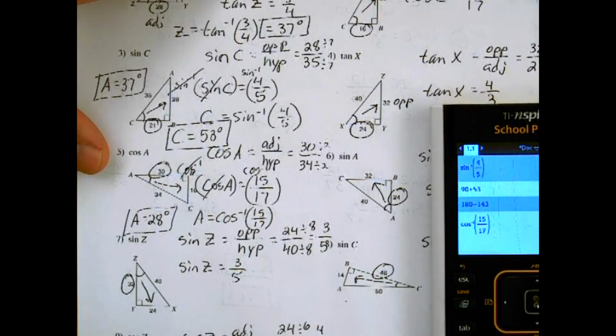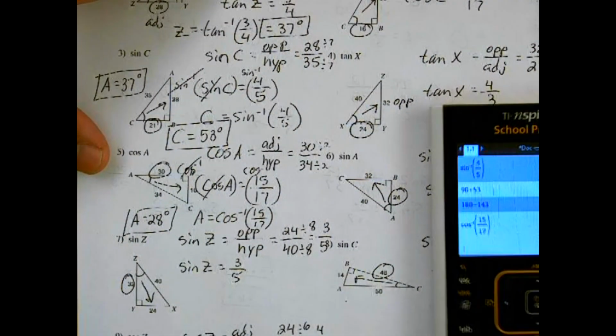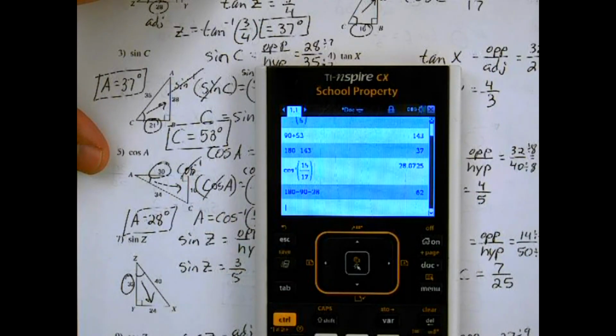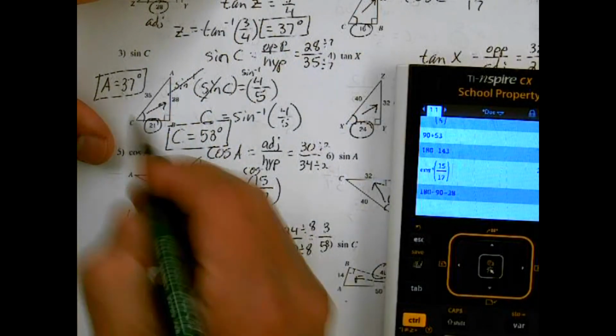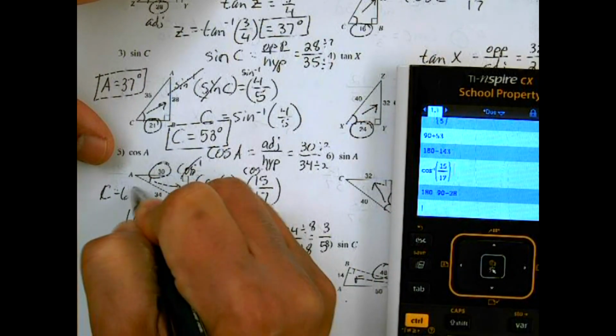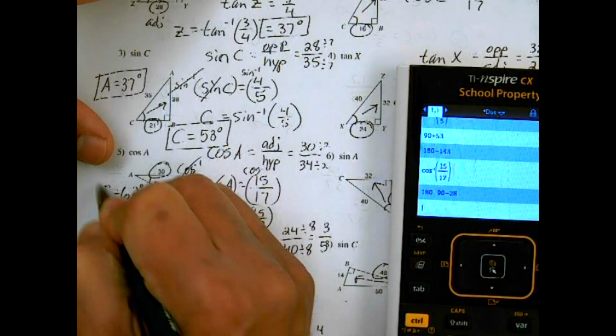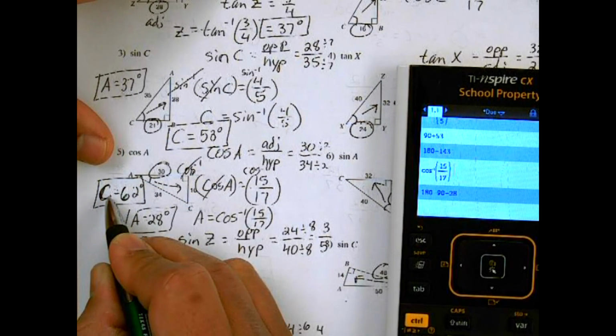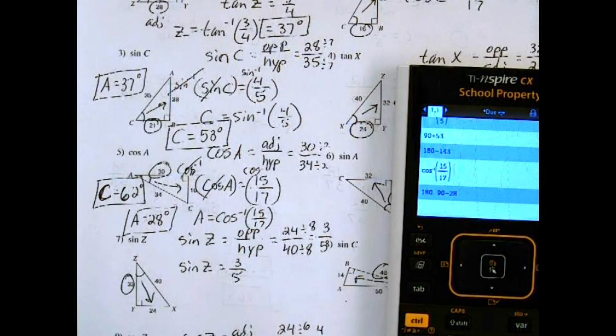What's the missing angle now? C. So take 180, subtract 90, then subtract the 28 that we just got, and you end up getting 62. So C is equal to 62 degrees. It's funny, I said C, and I wanted to draw an A for some reason.